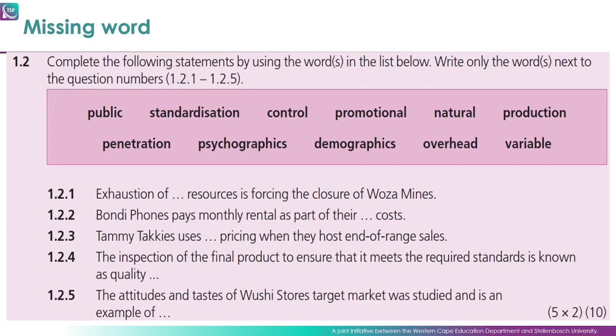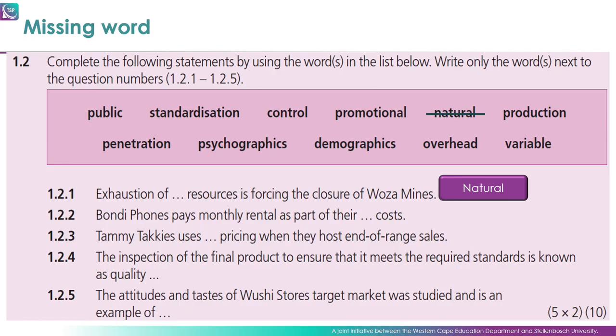Moving on to the second type of section A type questions, missing words. Now you have your options in the pink block over there. You'll see what we do as we go along. 1.2.1, exhaustion of what resources is forcing the closure of Waza mines? Natural. Note that I have crossed out the natural option. That's just a little bit easier just to note. It's a good exercise to do when you are doing missing word.